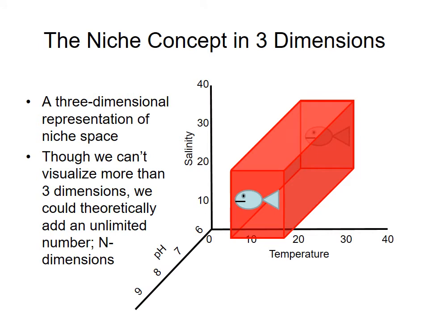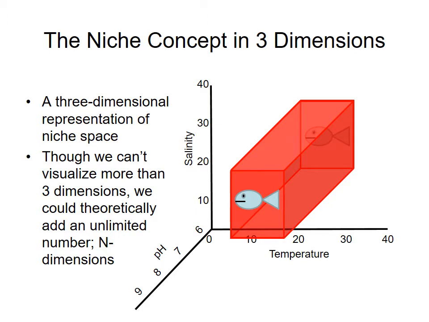In 3 dimensions, niche space would become a cube or some other 3-dimensional shape. I just threw in pH as a potential environmental factor that we could add in, but it could be any arbitrary factor. Anything that might vary in the environment is something that you could add there. It could be light levels or nutrient levels. Lots of other possibilities exist.